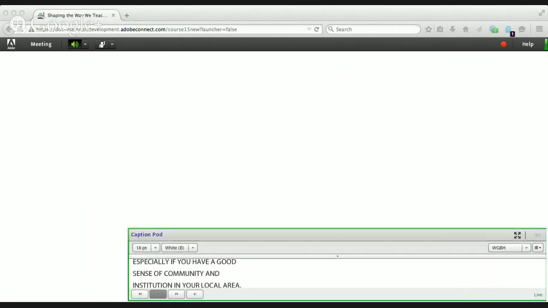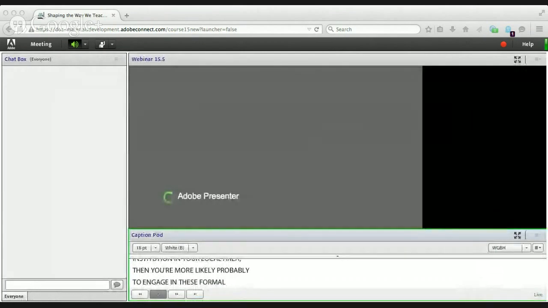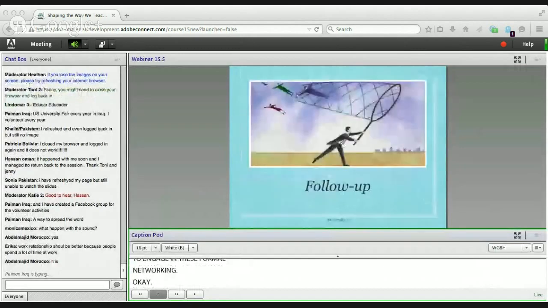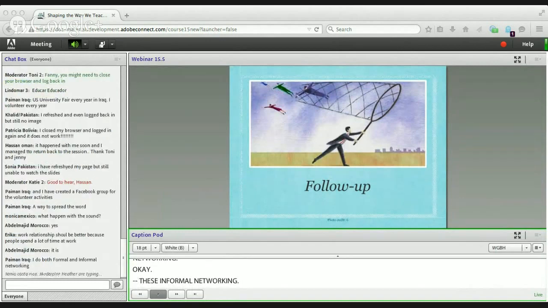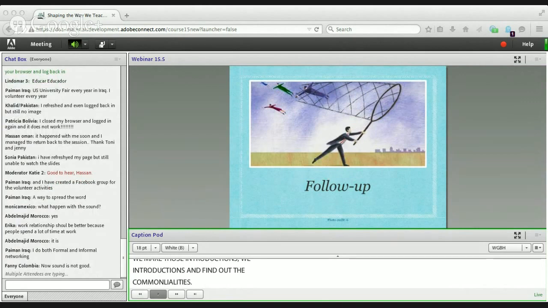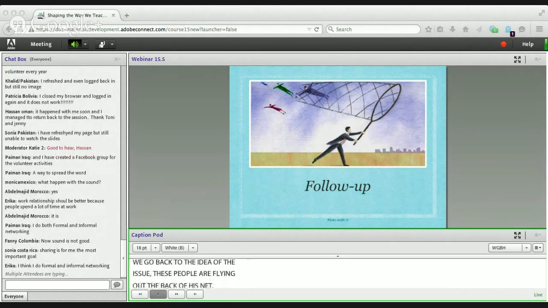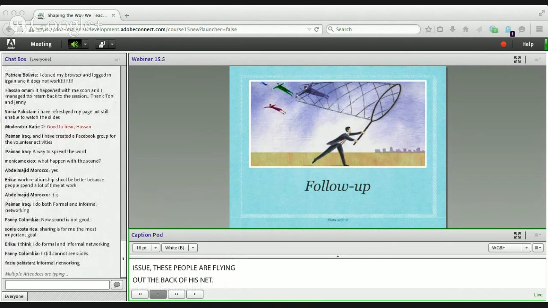Okay, so we're going to move on, and we're going to think about, after we make that first connection, we introduce ourselves, we find those commonalities, what do we do next? Well, we need to follow up. So here I have a picture, we go back to our idea of a net, and this guy is catching these people in his net. He's making his introductions, he's making these connections, but then these people are just flying out the back of his net. He's not keeping them, right? So as hard as he is working to catch them, he's not benefiting from this networking. So I think this is a great image for what I'd like to convey with follow-up.